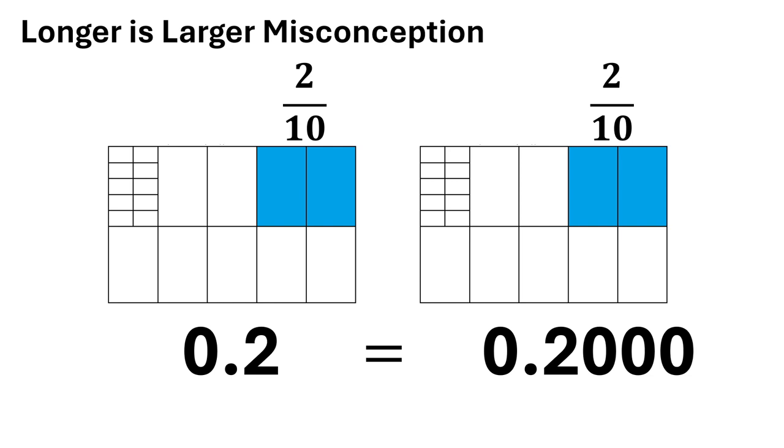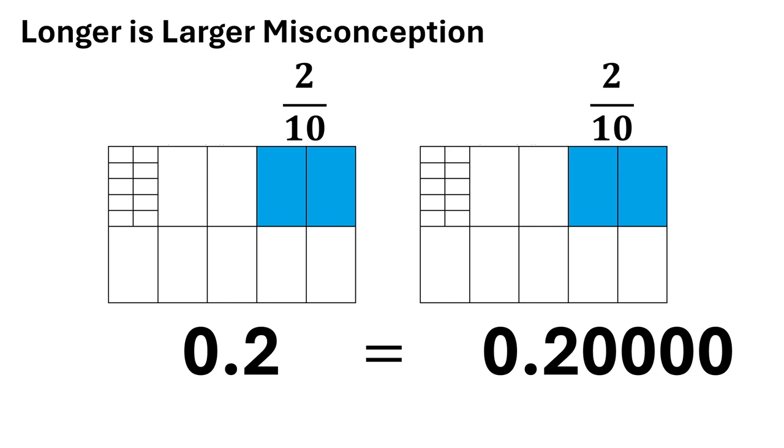Let's keep going. And it's still the same, and it's still the same. So this is where the longer is larger misconception takes place. Some students believe that the decimal number to the right is larger than the decimal number to the left. This just is not the case, because we can see that 2/10 is exactly the same. It doesn't matter how many zeros we add to the place value position to the right of our tenths.